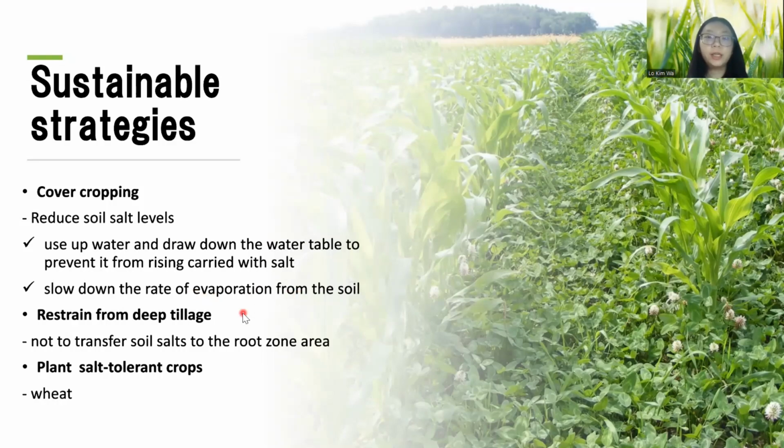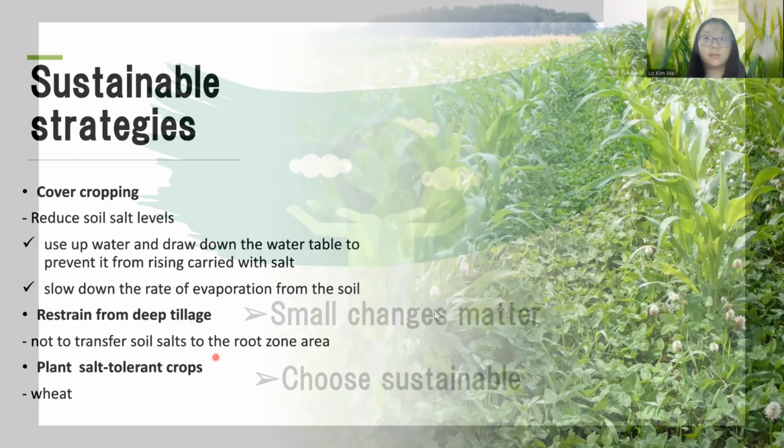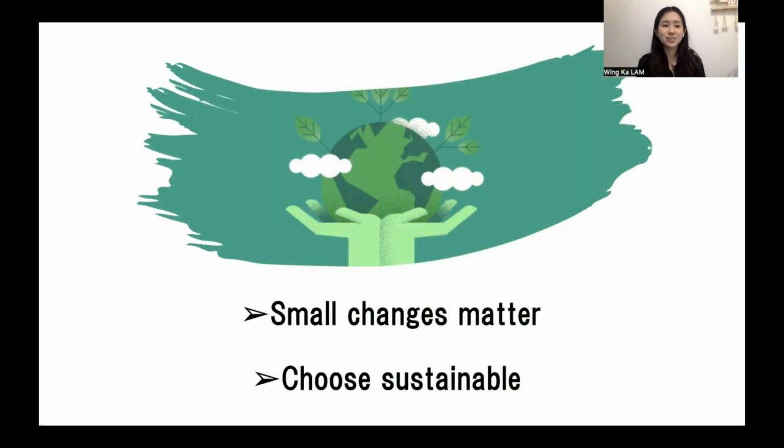Restraining from deep tillage can also help not to transfer soil salts to the root zone area. Moreover, we can plant some salt-tolerant crops like wheat, which can be better adapted to the environment without greatly affecting food production. We hope our poster and explanation have given you a better idea of the concept of salinization, as well as more understanding of sustainable farming methods.